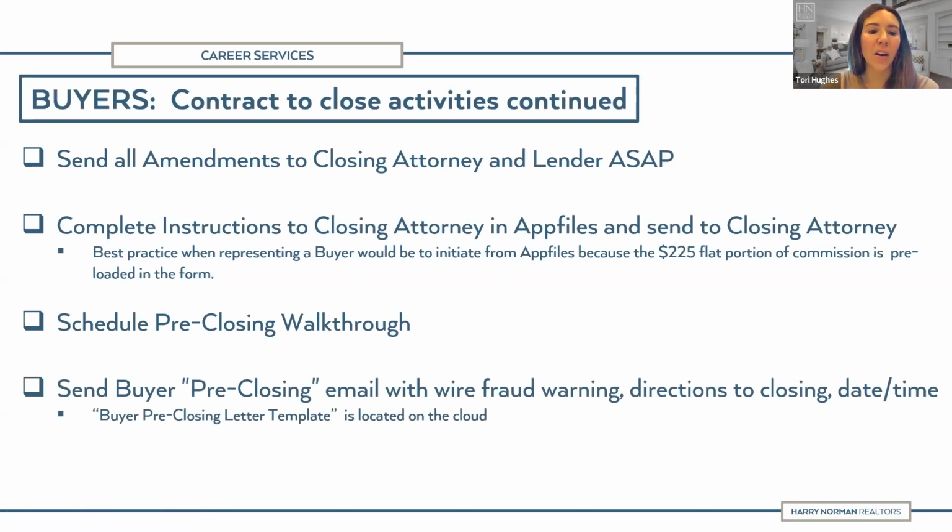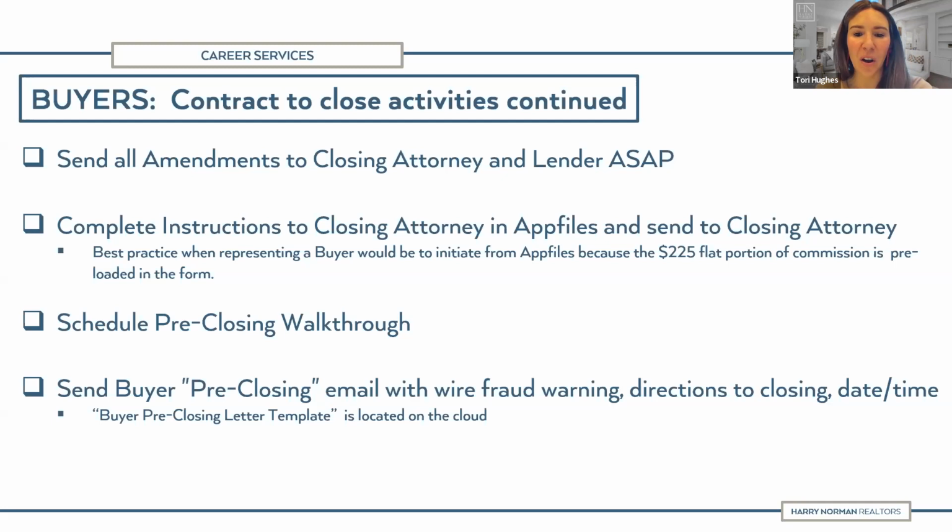Next, you'll want to send the buyer a pre-closing email with the wire fraud warning, directions to closing, and the date and the time. On the cloud, there is a buyer pre-closing letter template that you can copy and paste into your email. Ashu Sharma, our in-house legal counsel, wrote that, so it has been proofread, and the wire fraud warning, et cetera, everything is good to go on there. You're not the one that's making up that verbiage.